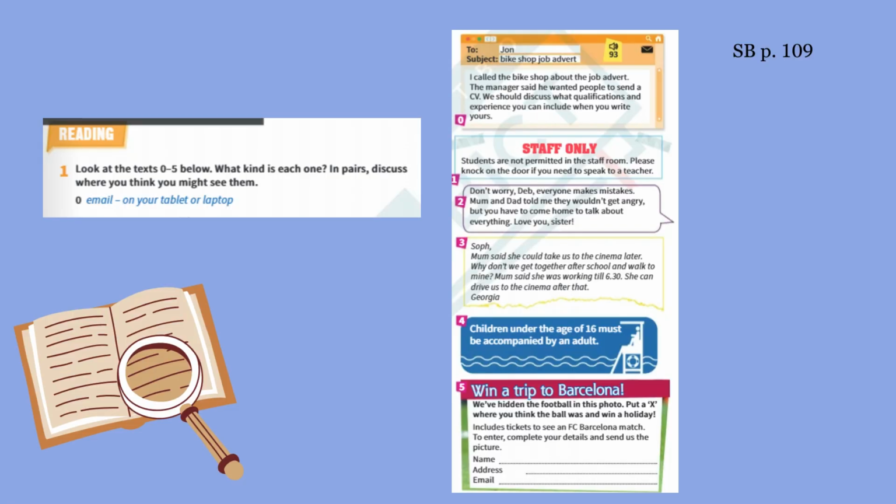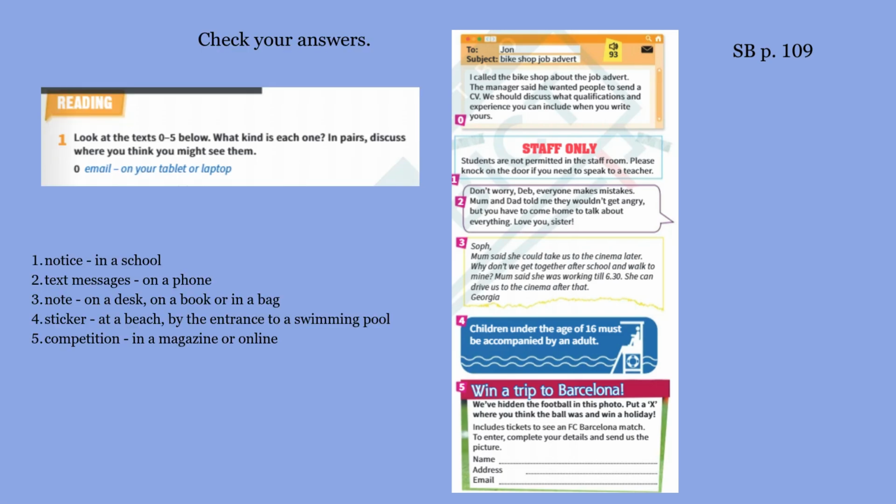Let's continue our learning. Pay attention to the exercises on page 109 in your student's book. Reading. Exercise 1. Look at the text below. What kind is each one? Discuss where you think you might see them. Pause the video and give the response. Then check. Now, read the appropriate variants and compare them with your own answers.